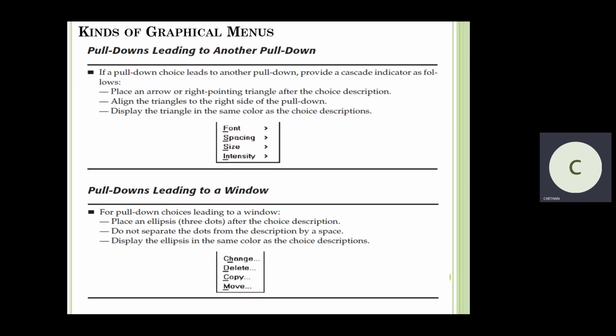Pull down leading to another pull down. So this is what I was talking about. If a pull down choice leads to another pull down, provide a cascade indicator as follows. How? Like this. See, I'm taking fonts. In that font, if I click, one more click will be there. Then again, one more click will be there. So it is like saying under this they'll be having one more. Something which you need to keep in mind.